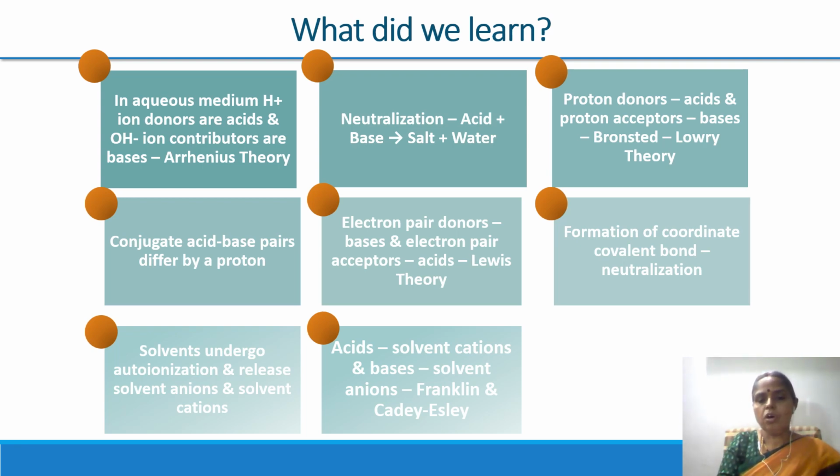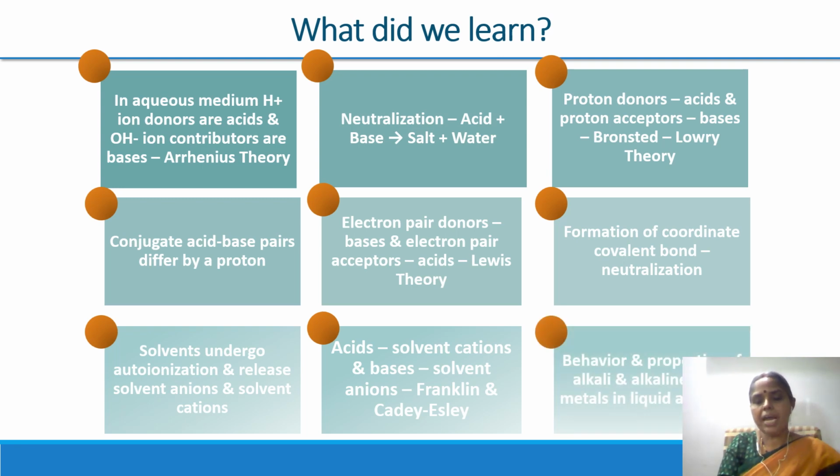And we have also seen the properties and behavior of alkali and alkaline earth metals in liquid ammonia in this particular chapter. So, we have learnt about Arrhenius theory, Bronsted-Lowry theory, Lewis acid base theory, and solvent autoionization theory, along with the properties and behavior of alkali and alkaline earth metals in liquid ammonia.